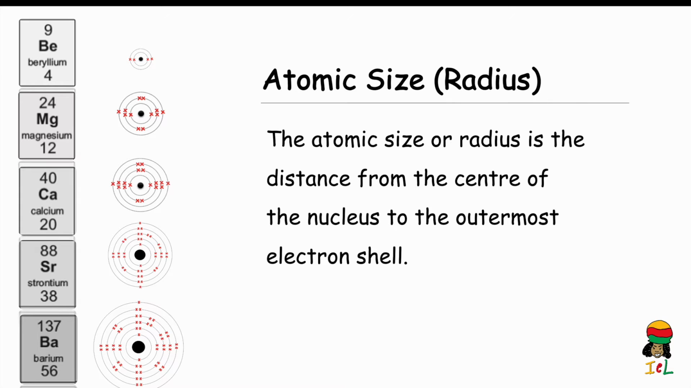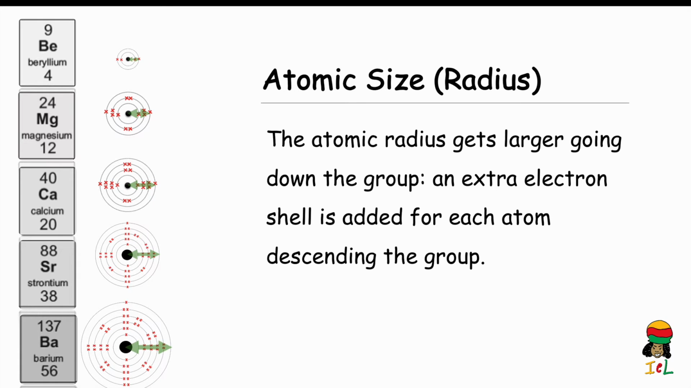First, we need to know what the atomic radius is. By definition, the atomic radius or the size is the distance from the center of the nucleus to the outermost electron shell, as represented by the flashing arrows in the diagrams of our atoms to the left of the screen. Notice that the green flashing arrows representing the radius of the atoms increased in length going down the group. You may have also noticed that the radius of the atoms get larger going down the group because an extra shell is added to each atom descending the group.